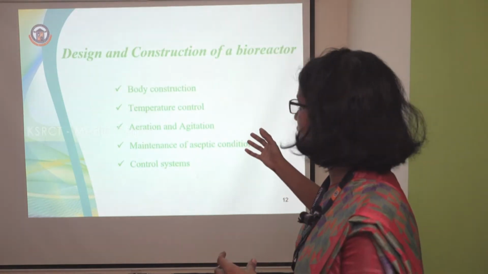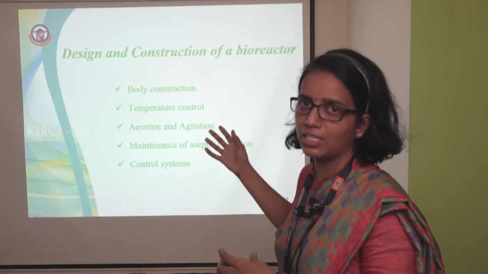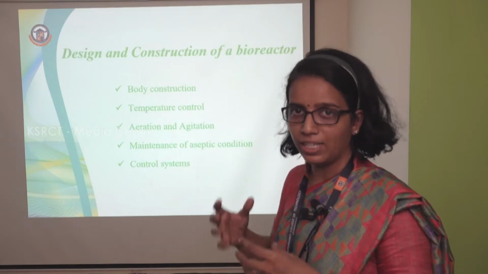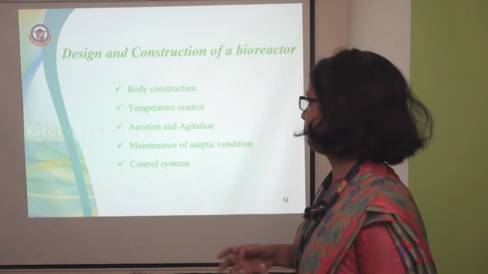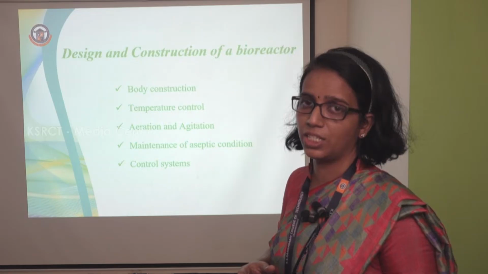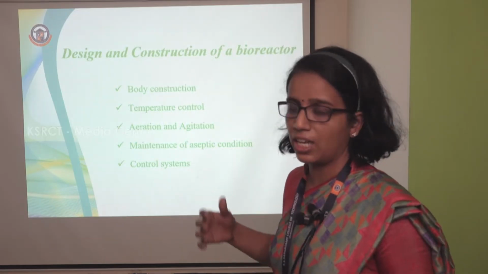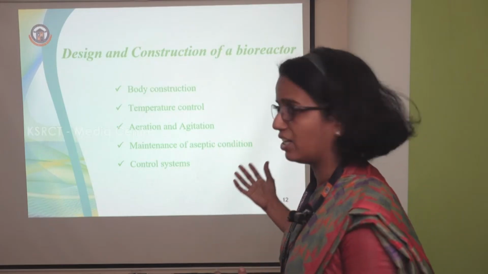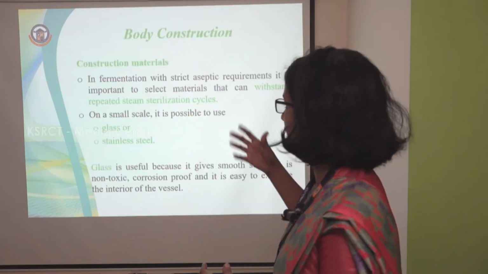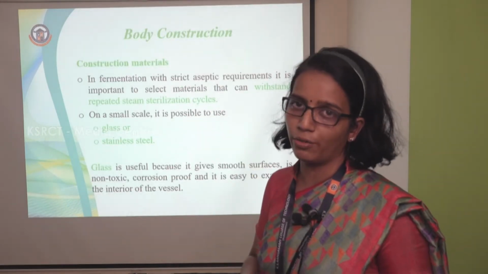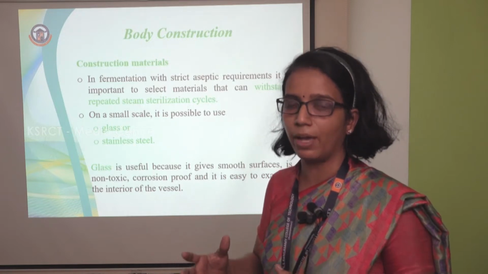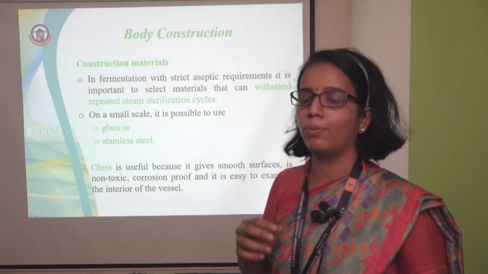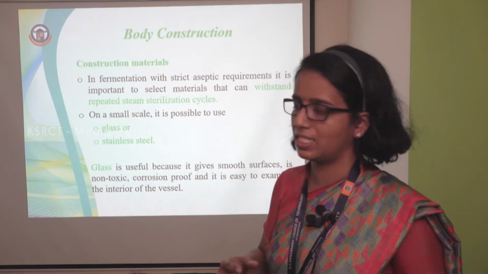Now let's see some of the design parameters that need to be considered while designing a biofermenter, which include body construction, temperature control, aeration and agitation, maintenance of aseptic conditions, followed by the control system. First, let's see the body construction. The body of the biofermenter is normally made of two elements, mainly glass and stainless steel.